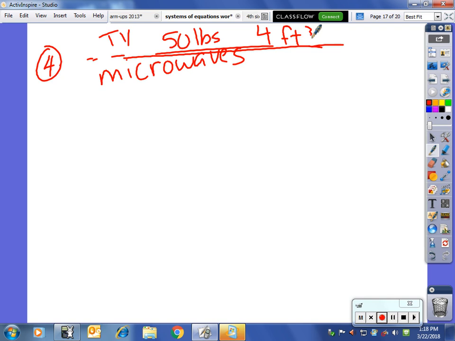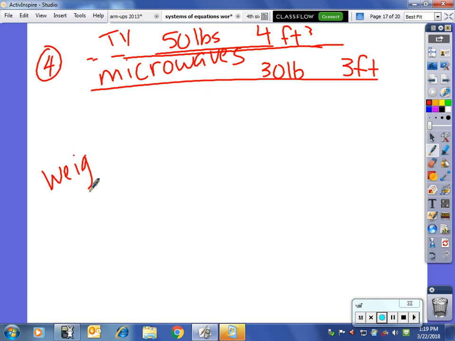Okay, so the boxes are different sizes, and obviously the boxes are different weights. Tell me about a microwave. How much does it weigh? 30 pounds, and its box is 3 cubic feet. We need to kind of pull the information out. We need to make one equation that's about the weight, because they talk about the total weight in the truck. What's the total weight in the truck? There's 1,500 pounds of merchandise in the truck made up of these TVs and microwaves.